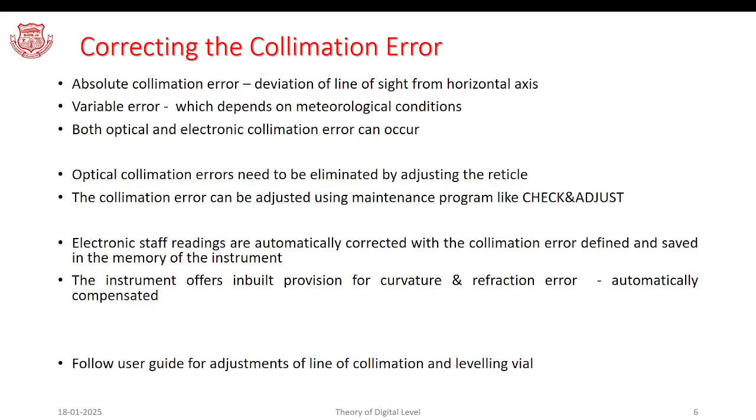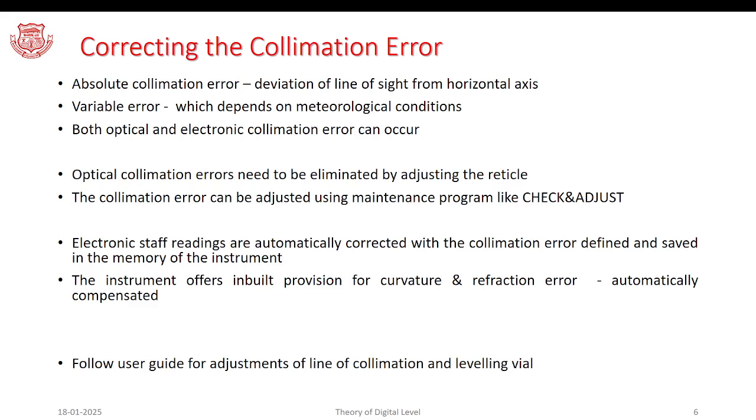However, here such kind of instruments are provided with some inbuilt maintenance programs, say for example check and adjust. So these kind of programs define certain procedures, and those procedures are neatly defined through the user guides. So as we perform that, the equipment will be able to adjust on its own for the collimation errors that are caused because of the electronic discrepancies.